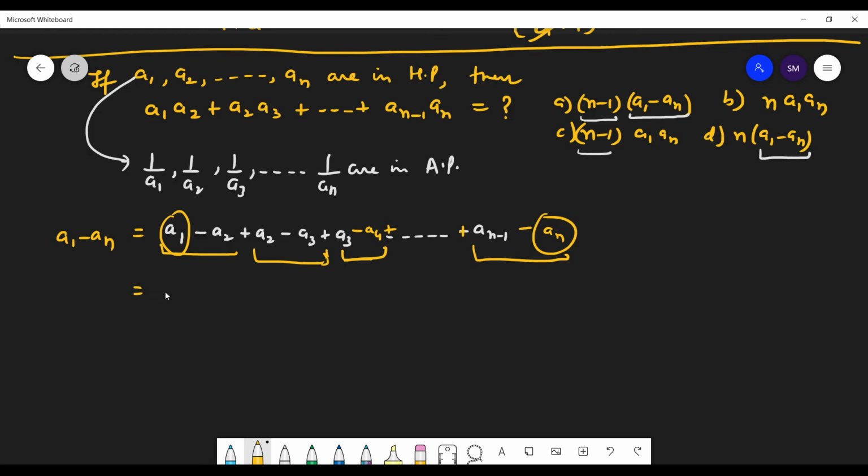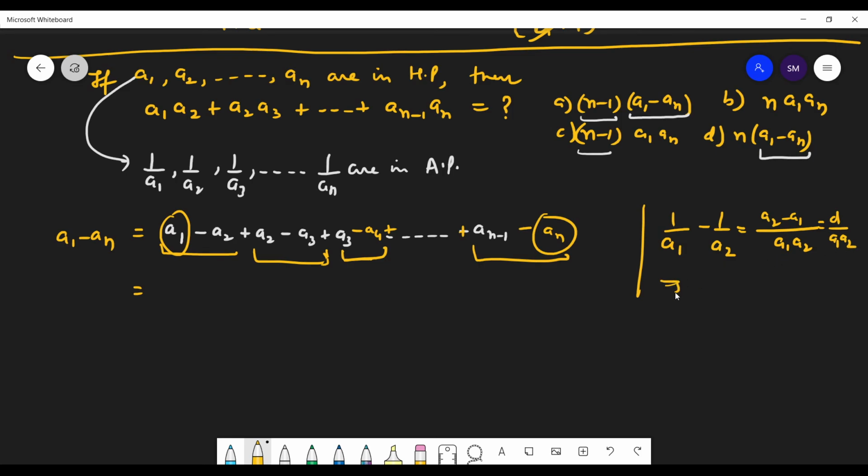Because we know that this a1 minus a2, so what is the relation between a1 minus a2? You can find it out, 1 upon a1 minus 1 upon a2. So that is equal to a1 a2 upon a2 minus a1, and you know what is a2 minus a1? That is d. So d upon a1 a2.